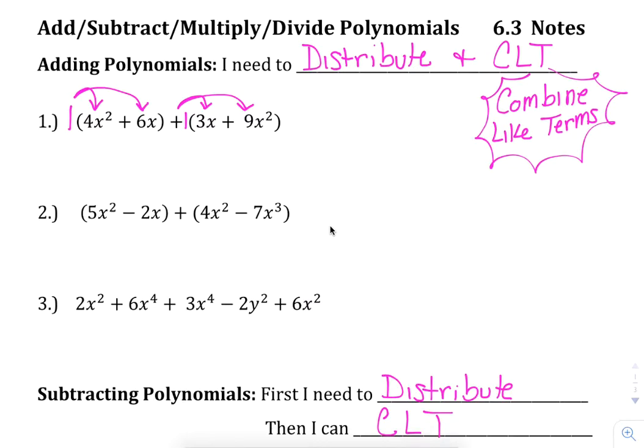Hey guys, we're back with the notes for 6.3. Today we're going to be talking about polynomial operations. Basically what that means is we're going to learn how to add, subtract, multiply, and divide using our polynomials, our binomials, and our trinomials. Okay?